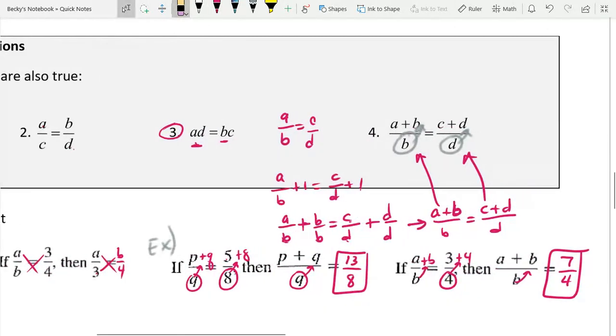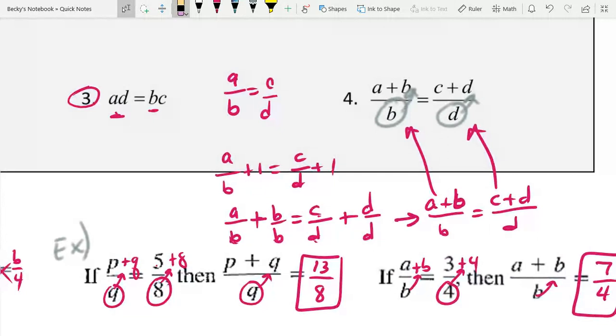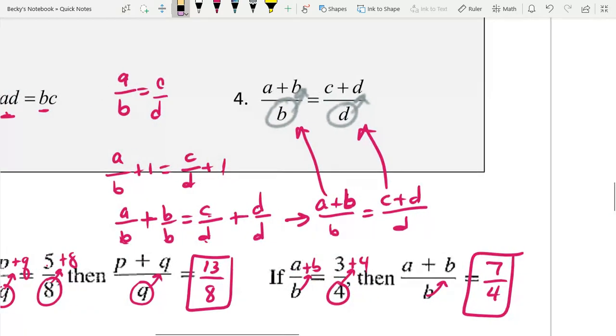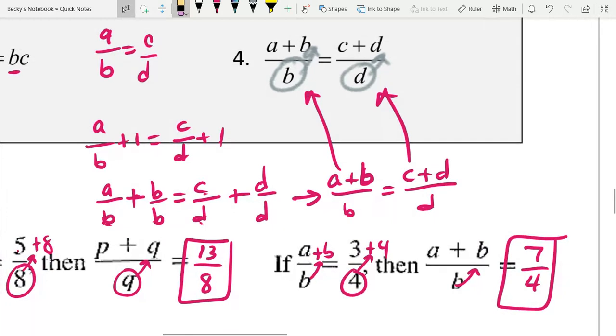Now this is the weird one. I started with A over B and C over D. So what I'm doing is I'm essentially just adding 1 to both sides. So if I add 1 to the left and I add 1 to the right, I'm allowed to do that.